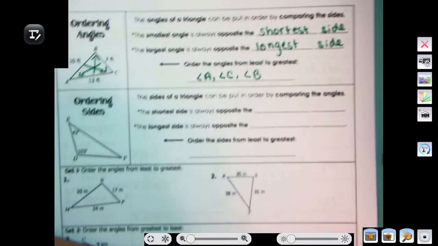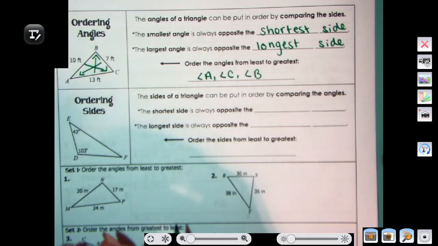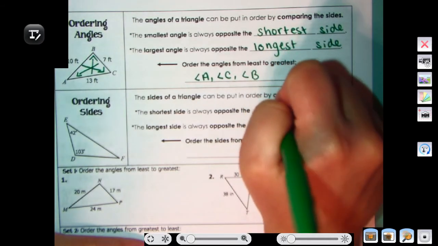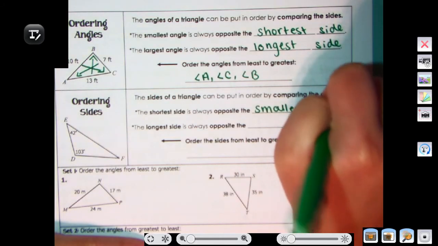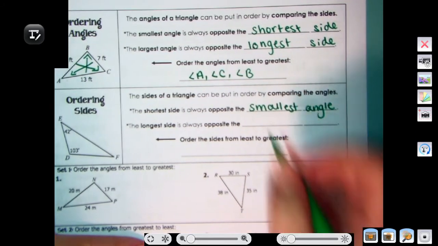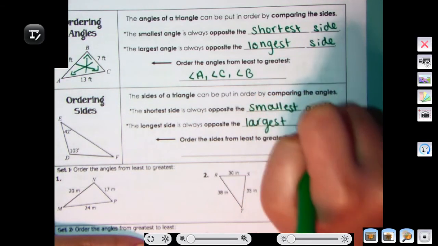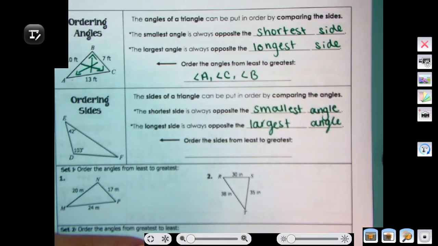All right. Now we're going to order sides. So now kind of going backwards, same thing. The sides of a triangle can be put in order by comparing the angles. The shortest side is always opposite the smallest angle. And then the longest side is always opposite the largest angle. So let's order the sides from least to greatest over here.